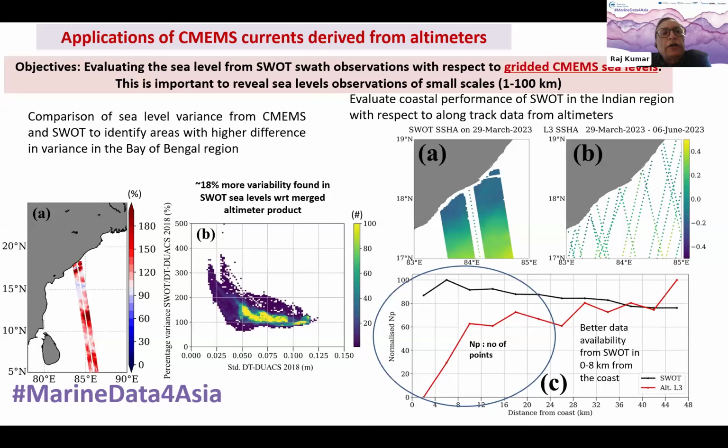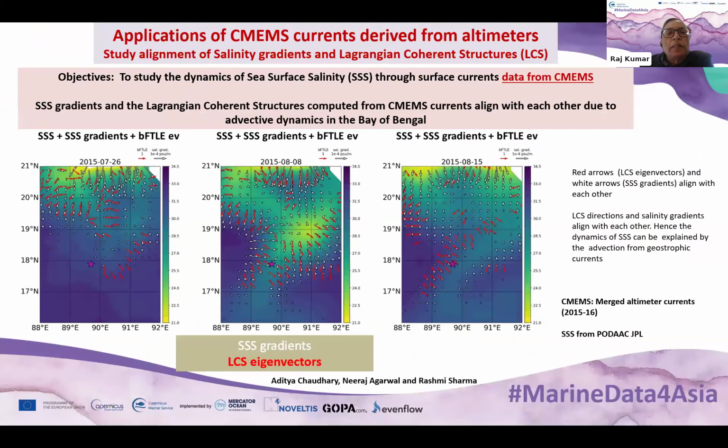You can see that a lot more variability has been explained by the SWOT data. So for this data also, because this is a new satellite, we have to validate this data. For that validation, we have used the product from the CMEMS sea levels. This is one example of that.